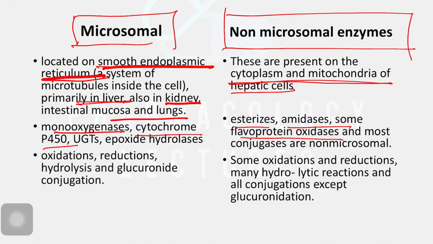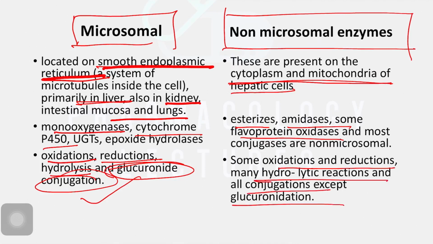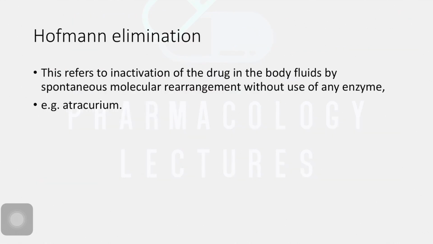Which reactions are carried out by microsomal enzymes? Most of the oxidations, reductions, hydrolysis, and one of the complex reactions, that is glucuronide conjugation. The only complex reaction carried out by microsomal enzymes is glucuronide conjugation. Apart from that, all other reactions are carried out by non-microsomal enzymes. So these are the differences between microsomal and non-microsomal enzymes: where microsomal enzymes are present, where non-microsomal are present, which enzymes are microsomal, and what reactions are carried out by each. So the difference is made basically on three aspects.